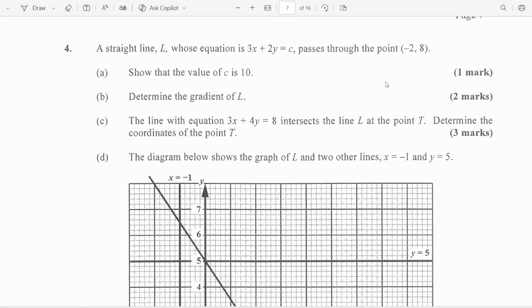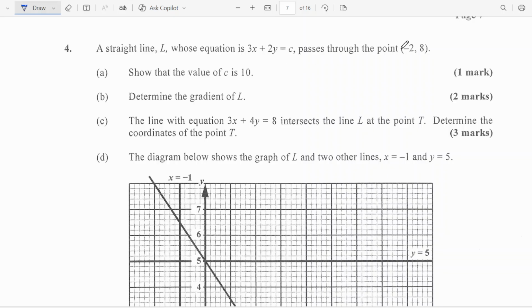All right, so let's look at this first question. This is January 2026. So in this question here, a straight line L whose equation is 3x plus 2y equal to c passes through the point (-2, 8). Show that the value of c is 10. So they want us to show that this is 10.